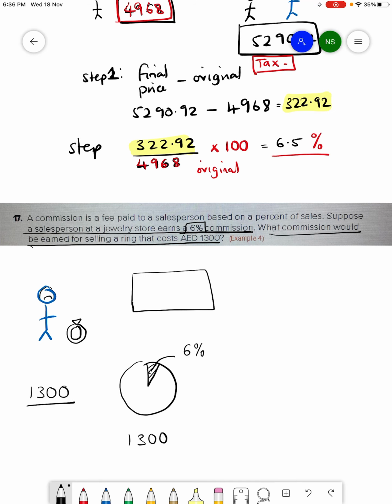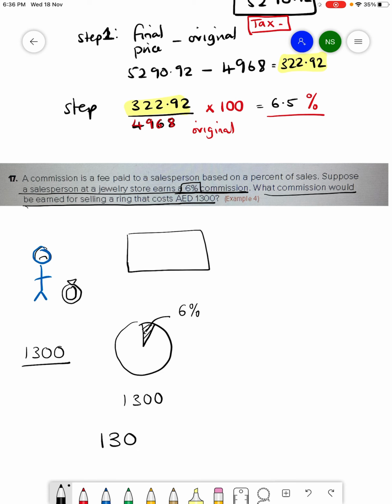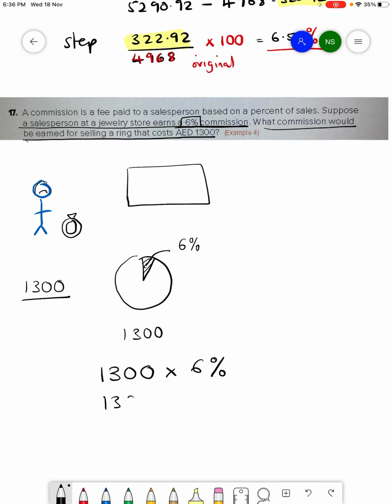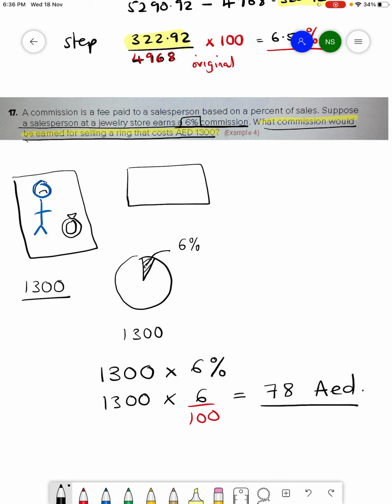So let's have a look how we do that. We write 1,300 and we times it by 6%. But what is 6%? 6% is 6 divided by 100. So if we can work that out, we will find out how much that this salesperson will earn. If you put that into your calculator, you will get 78 dirham. It didn't ask what percentage, it said what commission would he earn for selling a ring that cost 1,300. He would earn, this gentleman here, this salesman here, for selling that ring, he earns 78 dirham.